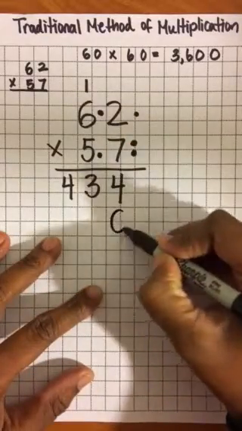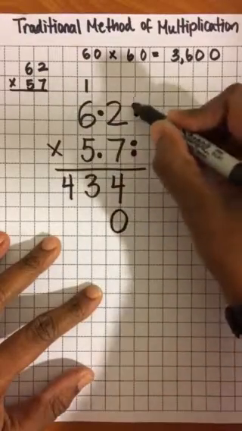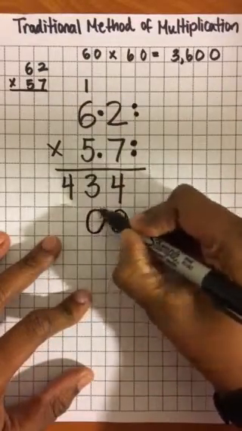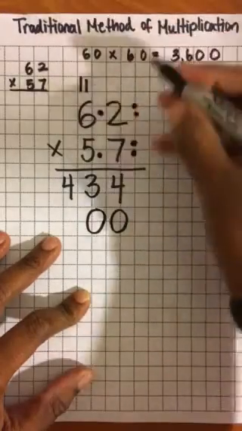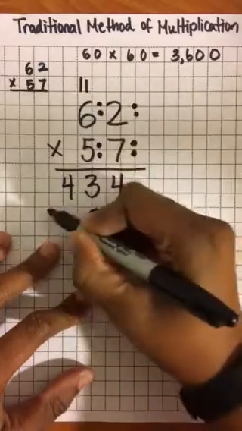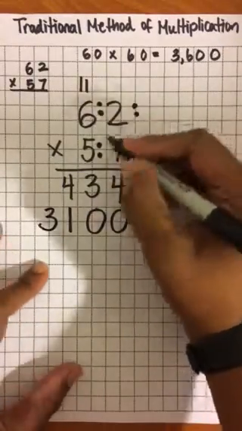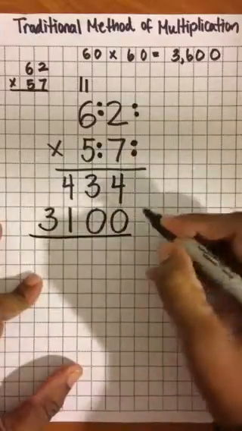so I need to put a 0 placeholder because now I'm multiplying in the tens place. 5 times 2 is 10. Bring down a 0, carry the 1. 5 times 6 is 30, plus 1 is 31. So 62 times 50 is 3,100.